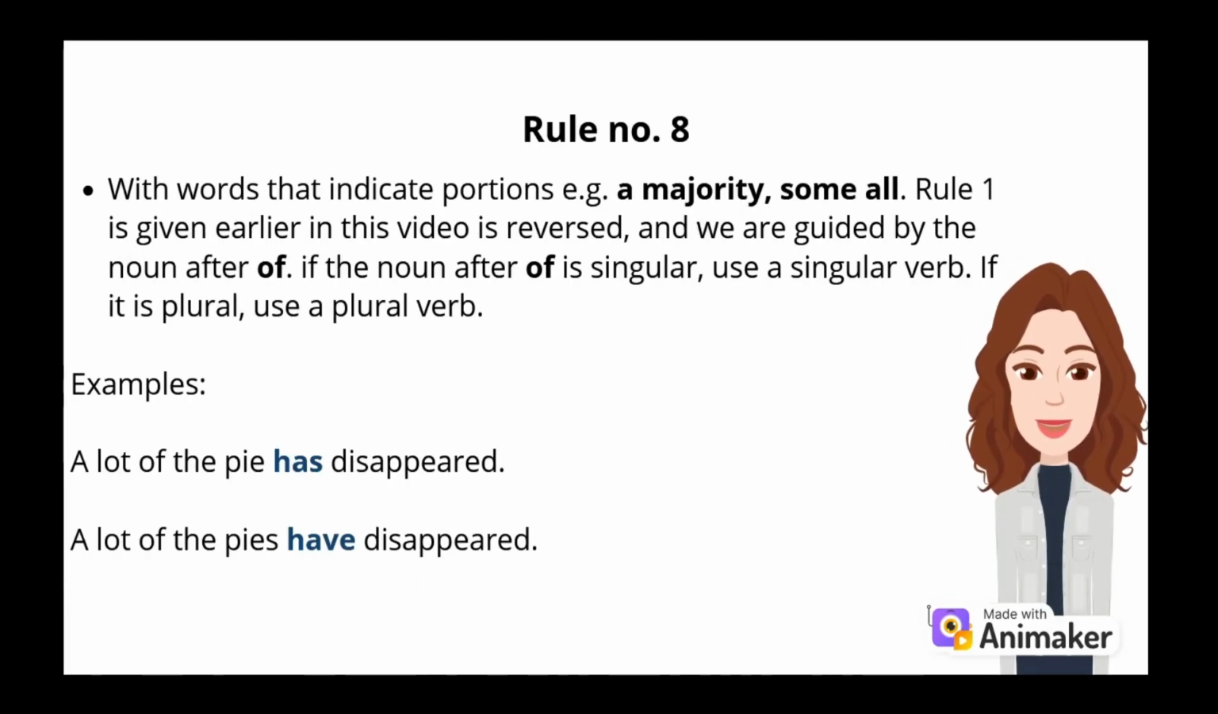Moving on to our next rule. When using words that indicate portions such as a majority, some, or all, the verb agrees with the noun after the preposition of. If the noun following the preposition of is singular, use a singular verb. If it is plural, use a plural verb. For example, a lot of the pie has disappeared. Here, pie is singular, so has is used. Another example is, a lot of the pies have disappeared. Conversely, pies is plural, so have is used.